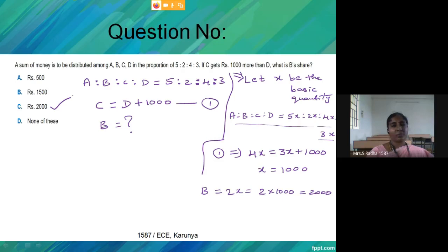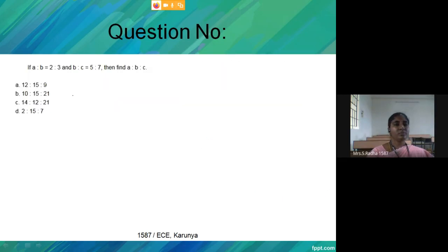Okay. Now I am going to the next problem. If A is to B equal to 2 is to 3, B is to C equal to 5 is to 7, what is A is to B is to C? Okay, first we will write A is to B as 2 is to 3, and they have given B is to C as 5 is to 7. What we are supposed to find is the ratio A is to B is to C.